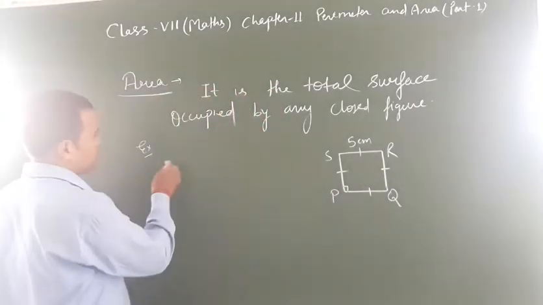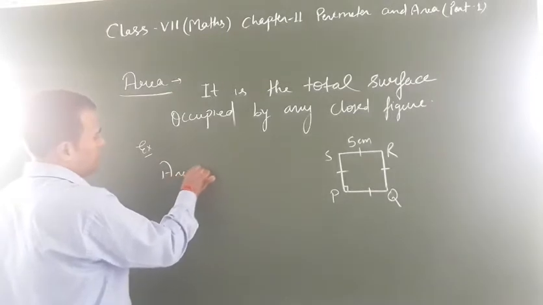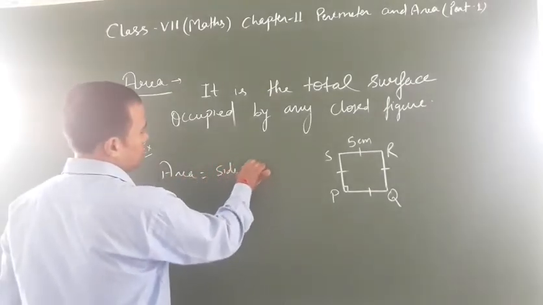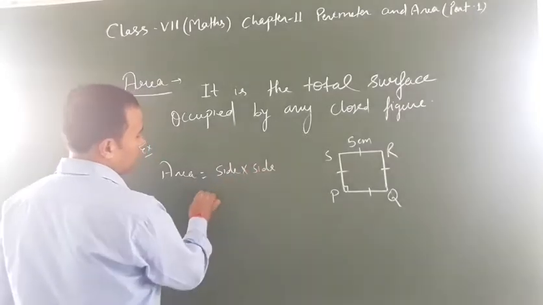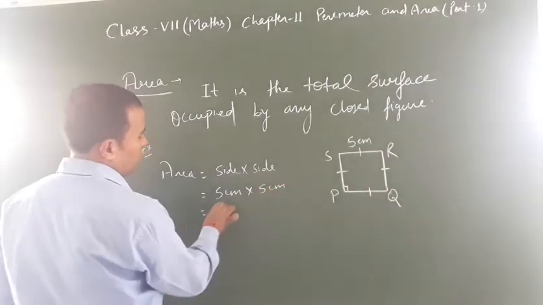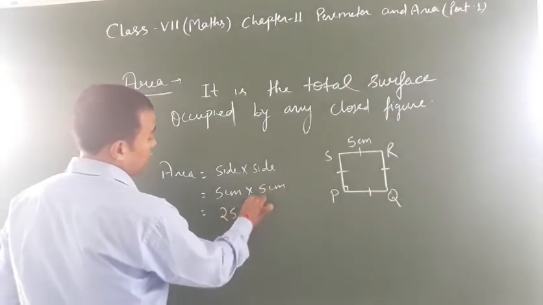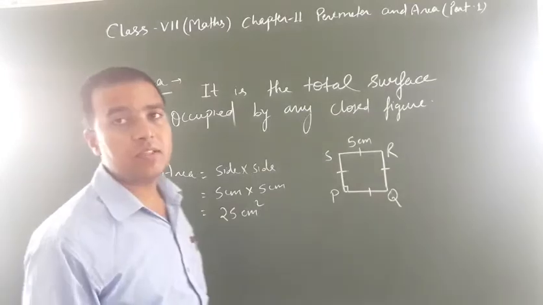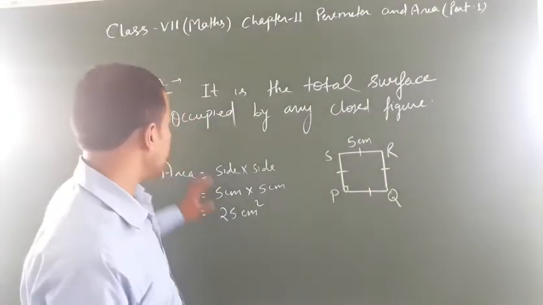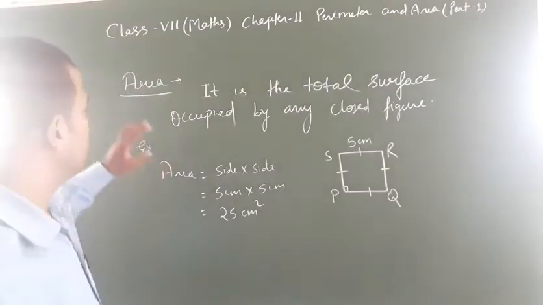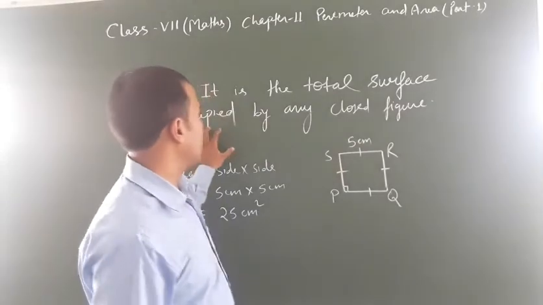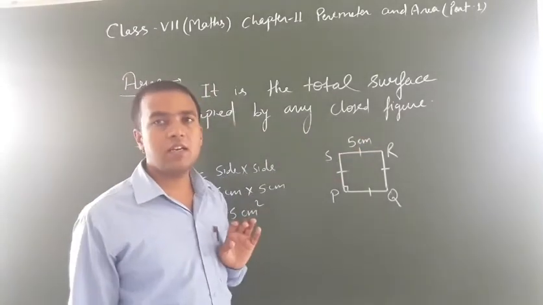Area of a square is side into side. Side into side means 5 centimeters into 5 centimeters. 5 fives are 25 centimeter square. Clear? So once again I am telling you, area means it is the total surface occupied by any closed figure.